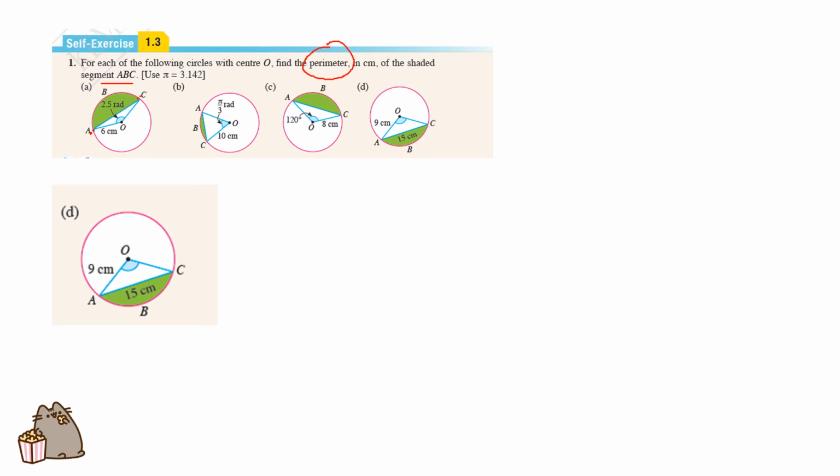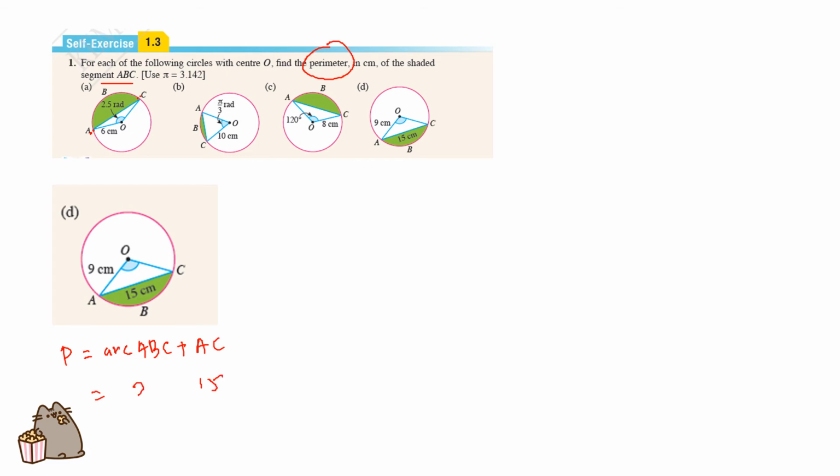So question A is very easy: you find the S and you find the AC. The thing is how to find the AC. We can use the cosine rule, but make sure you convert 2.5 radians to degrees first. Now I will discuss question D with you. Look at question D. Our perimeter here will be the arc length of ABC plus the chord, which is AC, the straight line A to C. This one is 15, no problem.